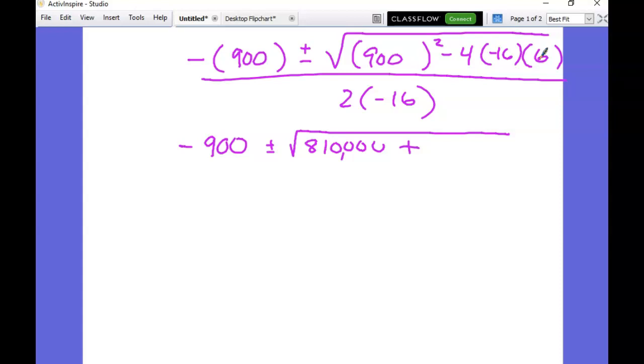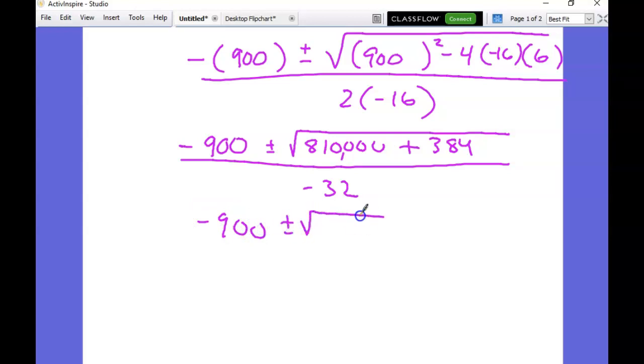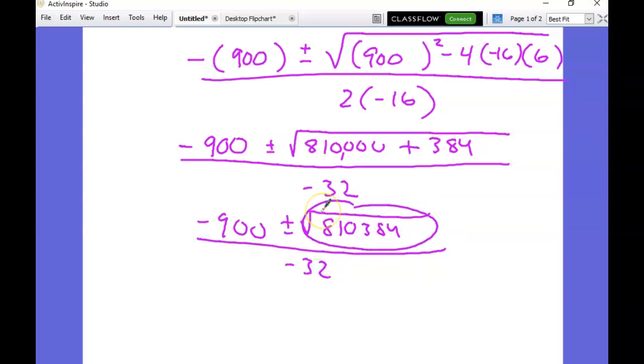384. And on the bottom we have negative 32, right? Now help me out with the calculators again. What's 81 with 4 zeros plus, well, we don't need a calculator for that. That's easy. 810384. But what I do need help with is, on our calculator, we need to find the square root of this.